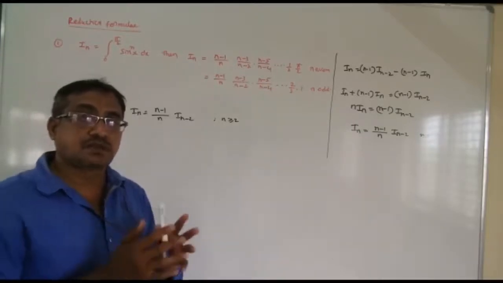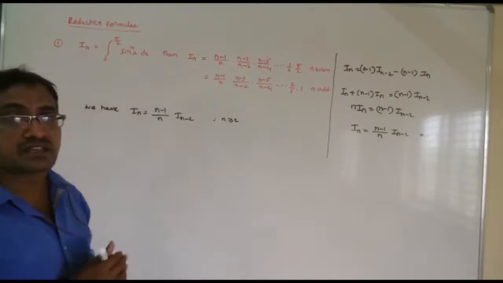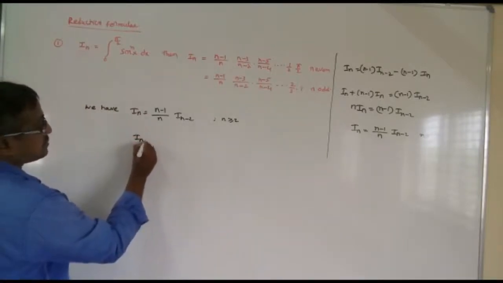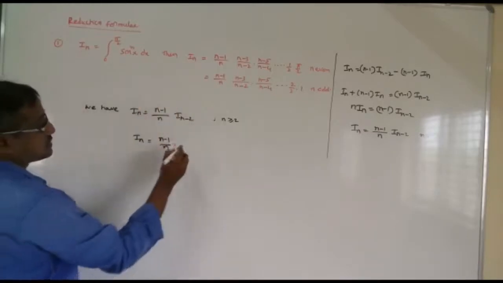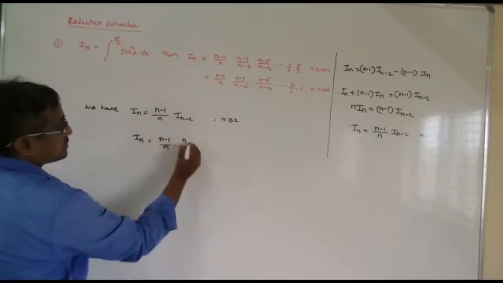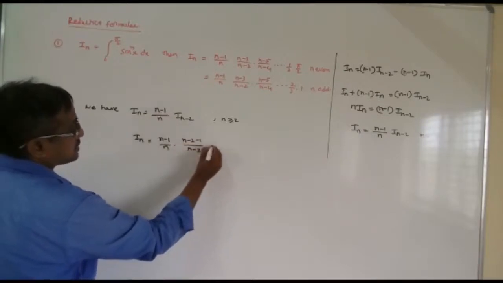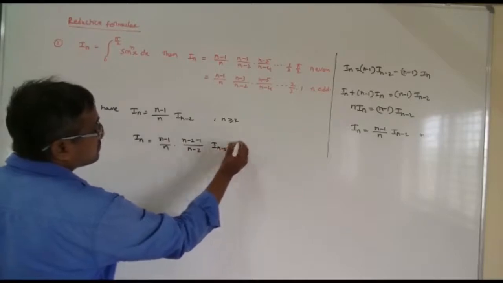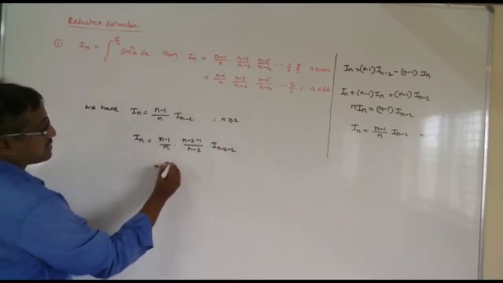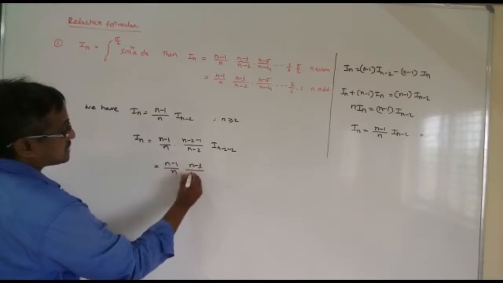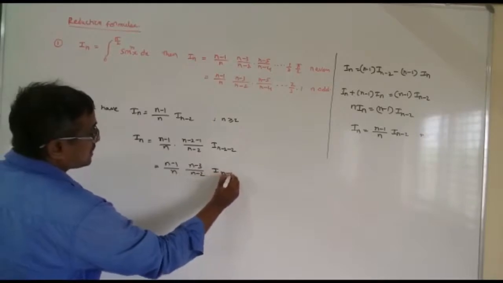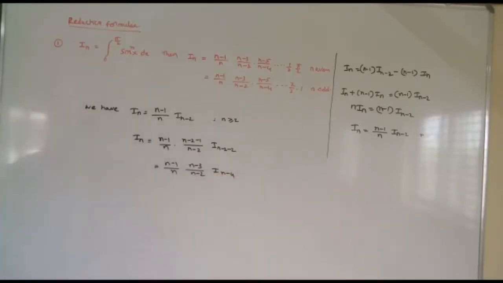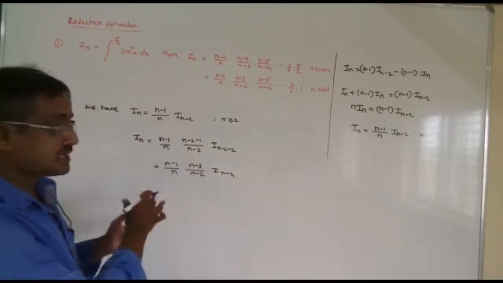Similarly, now let us replace n with n minus 2 in the given equation. So In is equal to n minus 1 by n into, now replace n minus 2 here. You will get n minus 2 minus 1 by n minus 2 into I n minus 2 minus 2. So n minus 1 by n, n minus 3 by n minus 2 I n minus 4. Now you have I n minus 4.